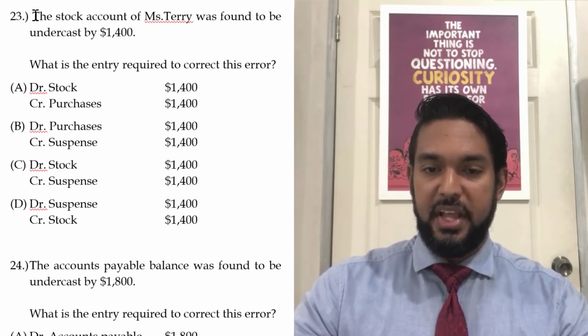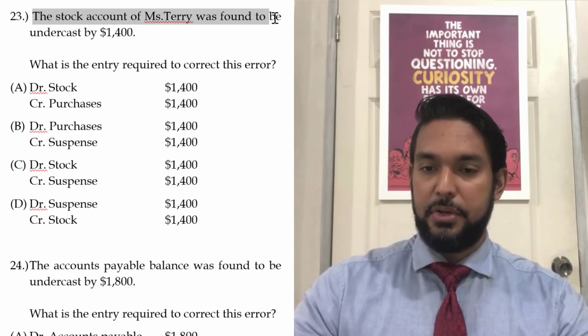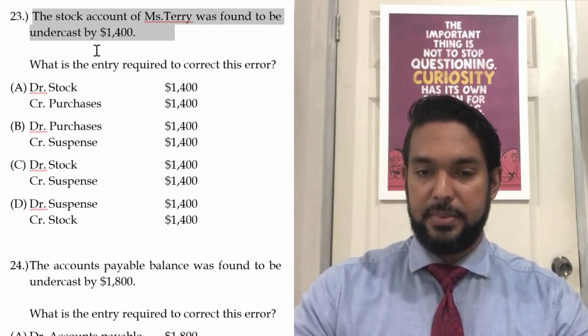All right, so number 23. The stock account of mystery was found to be undercast by 1,400.